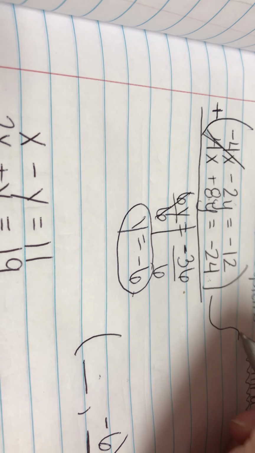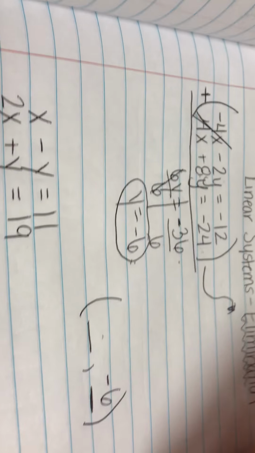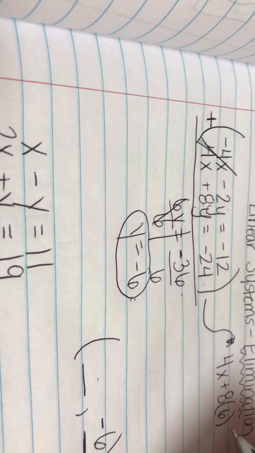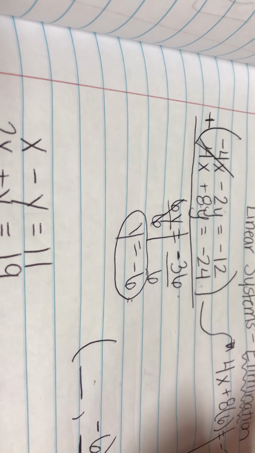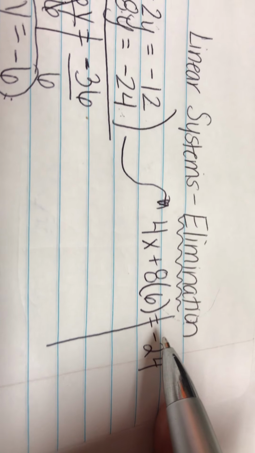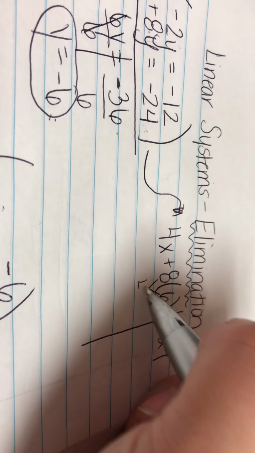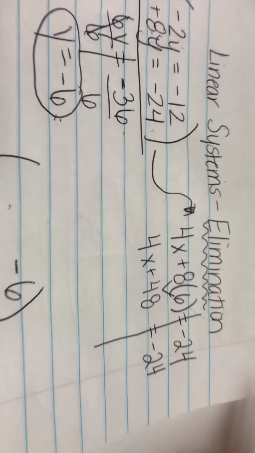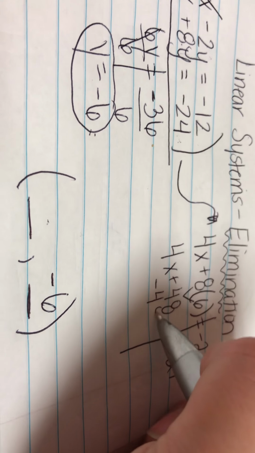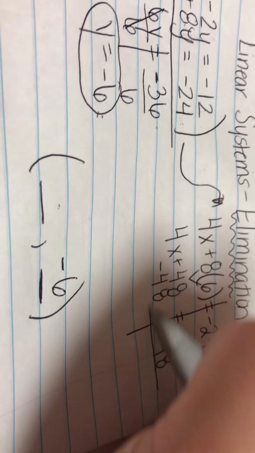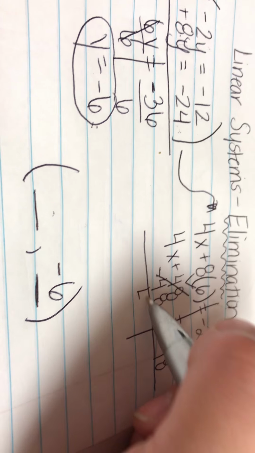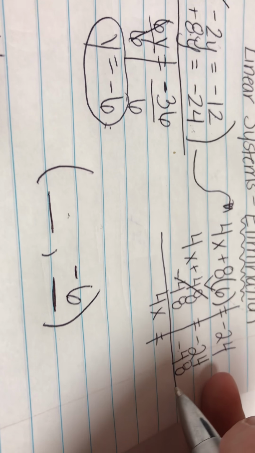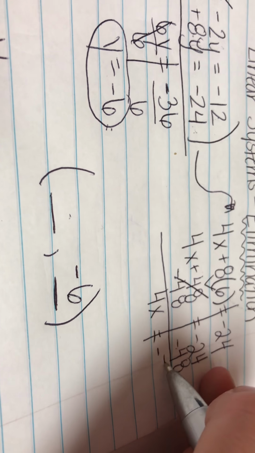So if I fill in the bottom one with what they gave me, y equals negative 6, I'm going to have 4x plus 8 times negative 6 equals negative 24. This is a regular equation. Now, I'm just going to do my 8 times 6, which is 48, and I'll bring everything else down. 4x plus 48. I'm going to get rid of the 48 by subtracting 48 from both sides. These are going to cancel out. I'm left with 4x equals. I have two negatives, so basically I'm just adding these together, so I'm going to be left with negative 72.